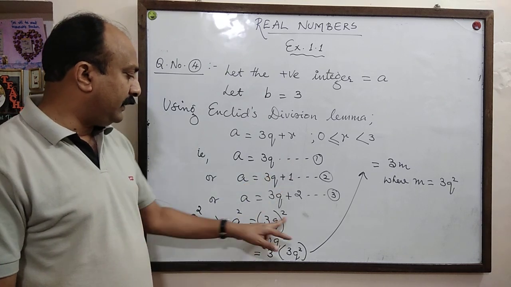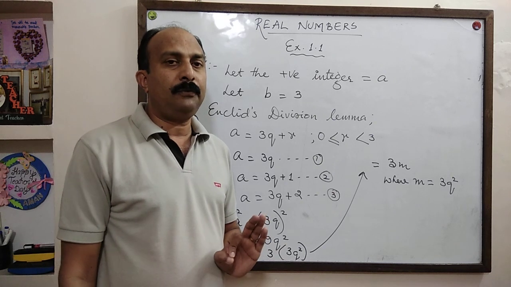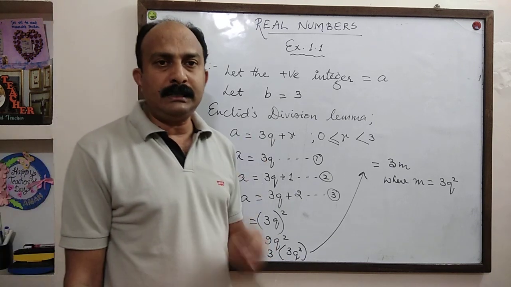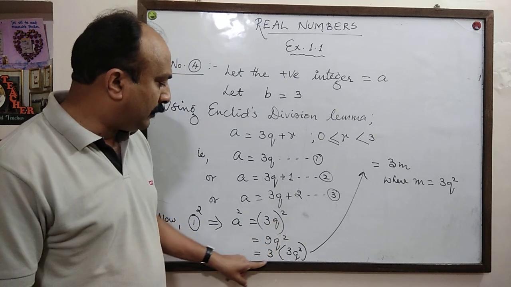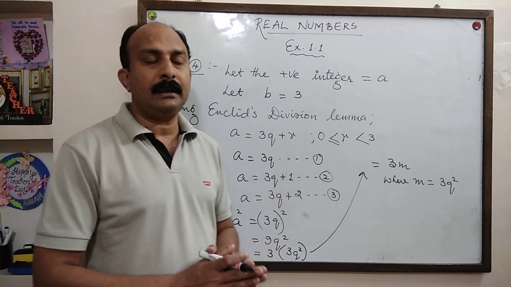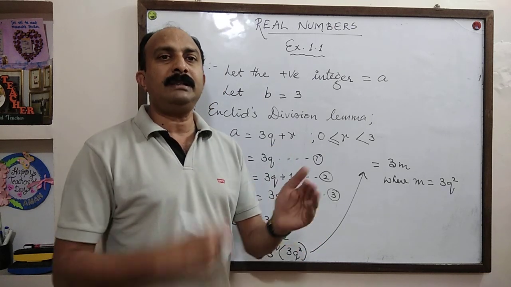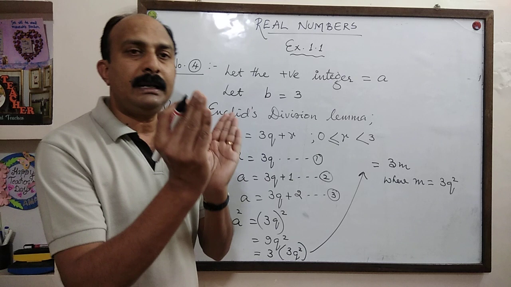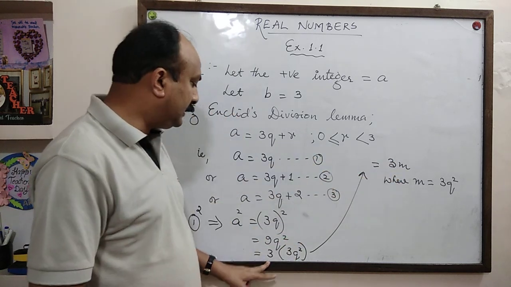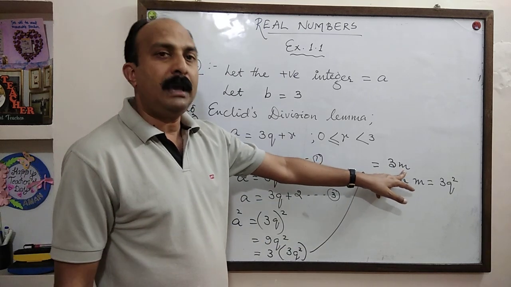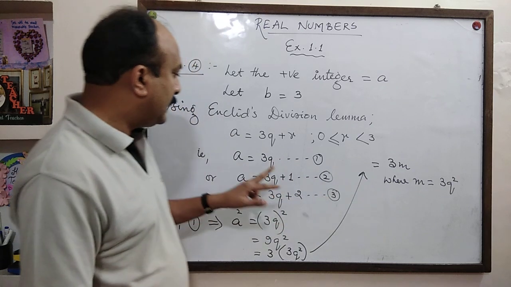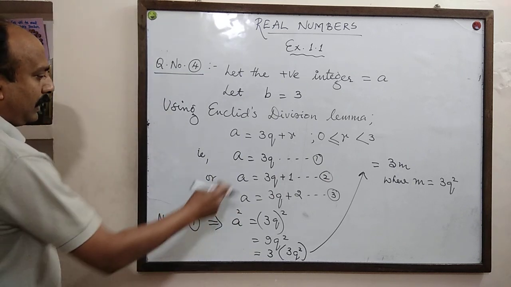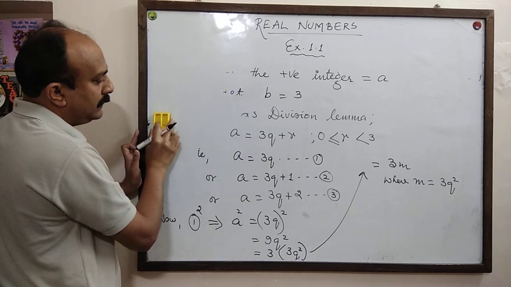So squaring equation number 1, we got 9q square. Now we have to make it in the form of either 3m or 3m plus 1. 9q square can be made easily in the form of 3m. How? Taking 3 common, we get 3q square inside the bracket. What is inside the bracket is immaterial. What is important is we have to show our RHS is in the form of 3 into something. That something will be treated as m. So we got 3 into something, and that bracket is m. So we got the answer 3m. Now similarly we have to continue with equation number 2 and equation number 3. Now I am going to square equation number 2.